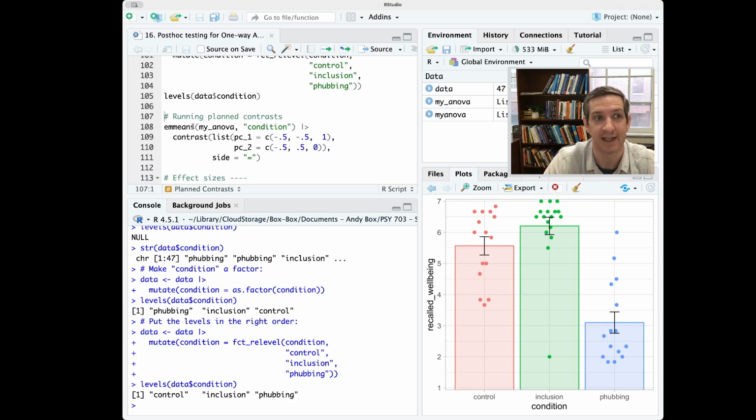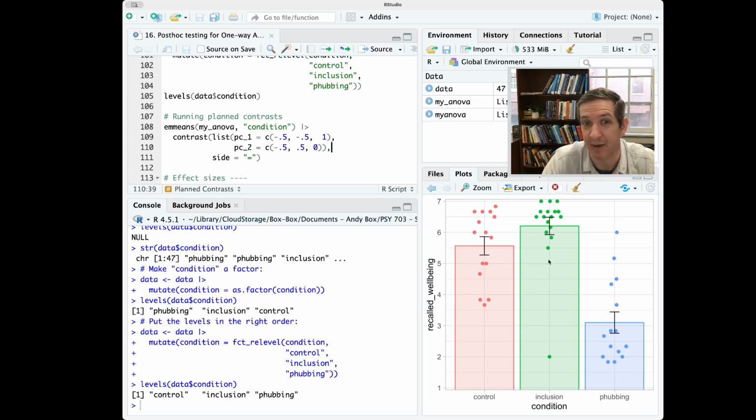We're going to use emmeans again, but this time we're going to pass the result of that onto this contrast command, and we're going to give it the name and specific codes corresponding to each of our planned contrasts. So here I arbitrarily called this PC_1 for planned contrast 1, PC_2 for planned contrast 2. And what I'm doing here is I'm imagining that we've planned and pre-registered that our first contrast wants to compare the average of the control and inclusion conditions combined to the average of the phubbing condition.